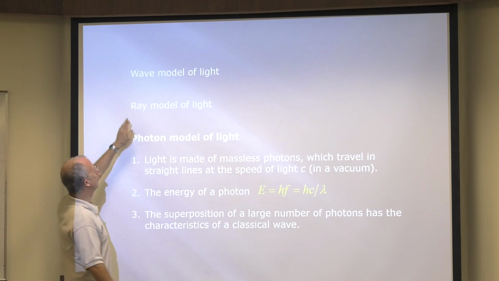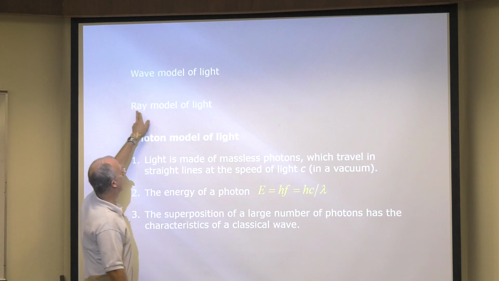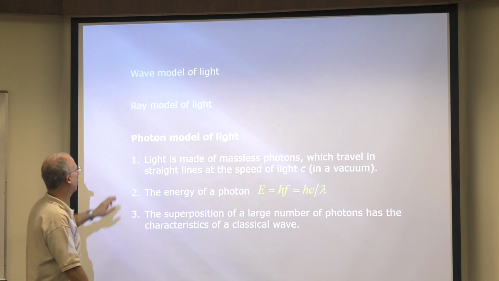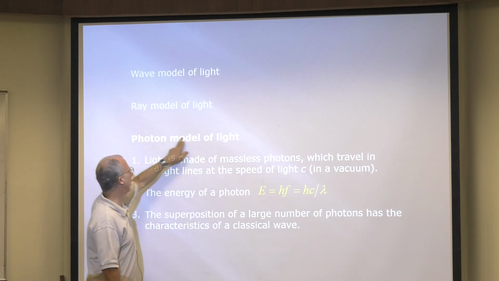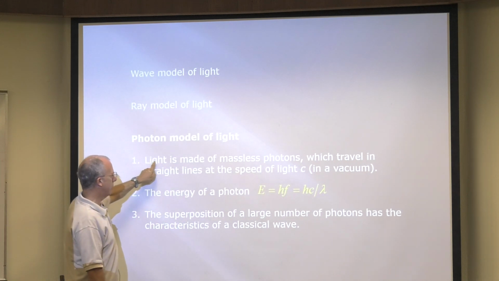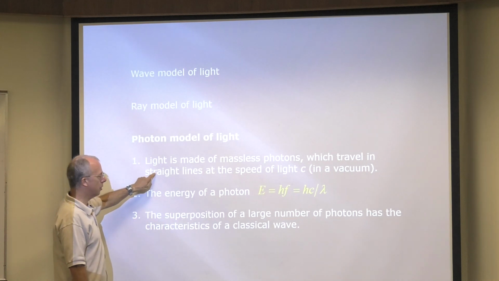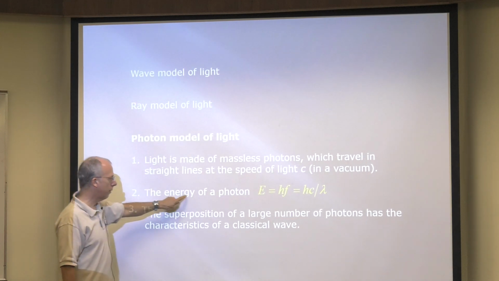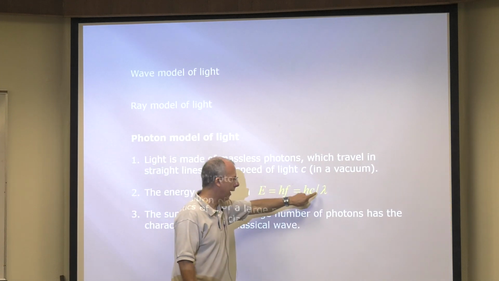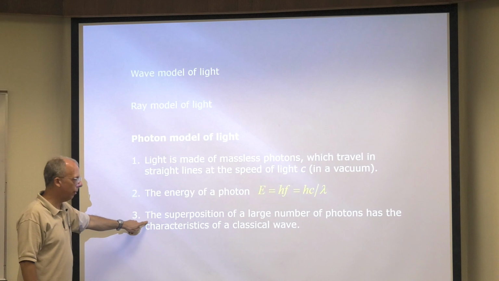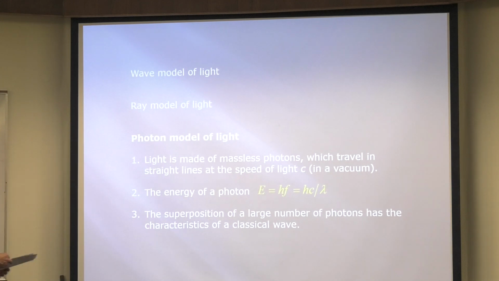So, which is related to, well, whatever. What's the ray? You know, the ray is optics. The ray is optics. So this is like the particle model, the photon model. Light is made out of massless photons, travels straight lines, speed of light. Energy of a photon equals hf, hc over lambda. Don't forget that. The superposition of a large number of photons has the characteristics of a classical wave. You have a ton of photons, you see the wave properties.